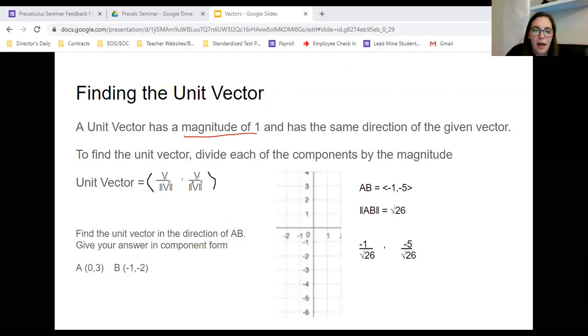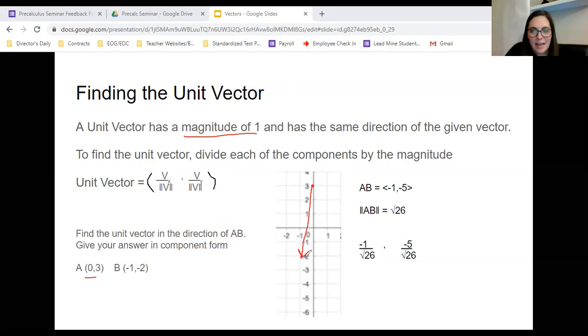So in order to find the unit vector, I'm just going to take each of my components, my x component and my y component, and divide each of those by the magnitude. So I've kind of already worked through this problem a little bit here, but we'll go ahead and do this one together too. So I've got point A at 0, 3, and B at -1, -2. So I'm going to show my directionality with an arrow.